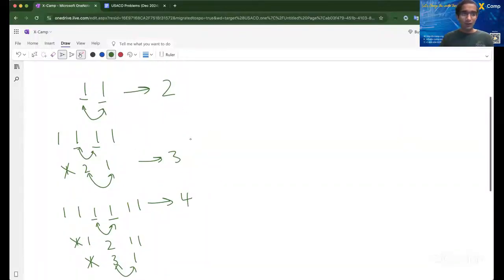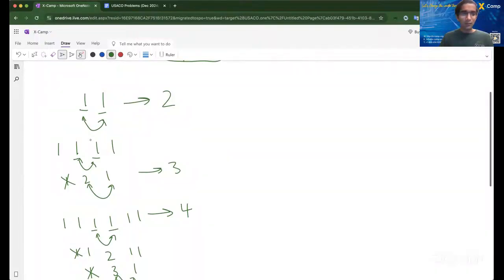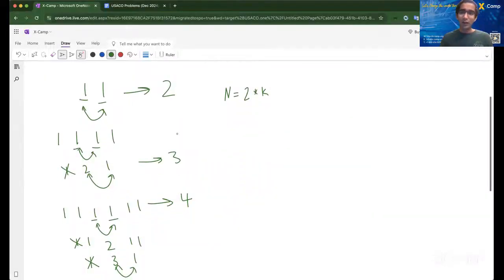Notice that n is an even number here, so we can guess a pattern just based on these cases. When n is 2, the answer is 2; n is 4, the answer is 3; n is 6, the answer is 4. So the answer may be something like k plus 1.